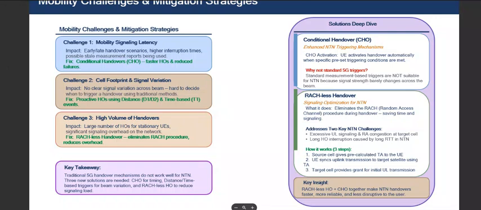So RACH-less handover eliminates the RACH procedure during handover, saving time and signaling. The source cell gives a pre-calculated timing advance to the user equipment, and the user equipment syncs uplink transmission to the target satellite using the timing advance. The target cell provides a grant for initial uplink transmission. So this is how RACH-less handover happens.